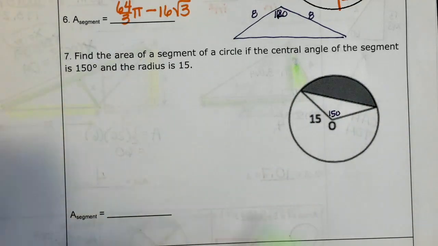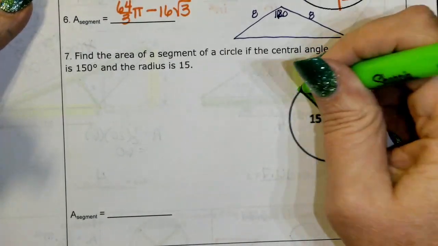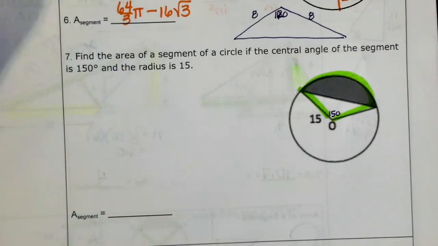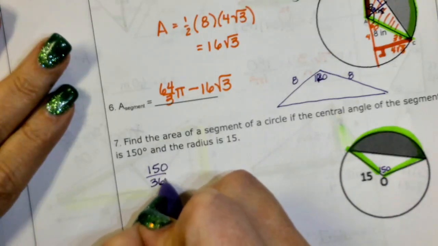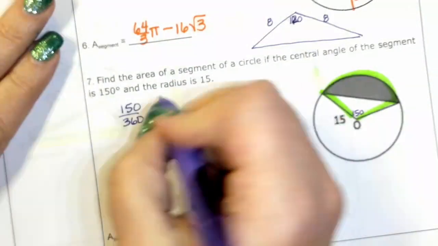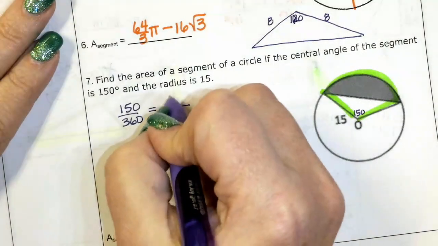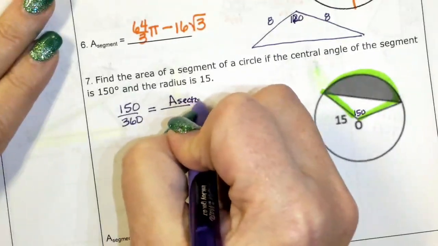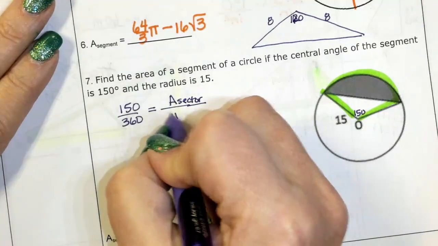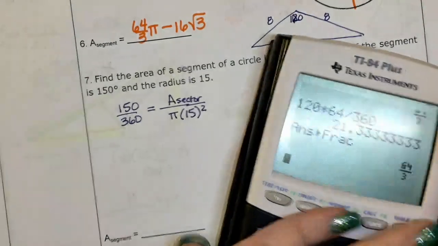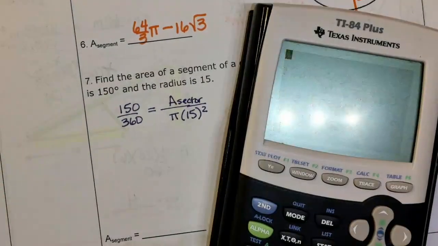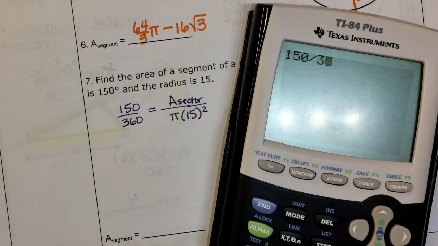So first thing, we're going to find the area of the sector. Okay, area of the sector. It is 150 out of 360 degrees. I don't know off the top of my head what fractional piece that is. Part over whole equals the part of the area of the sector over the area of the whole thing. Pi times 15 squared. So I'm going to multiply this out, right? Or multiply and divide, divide and multiply. 150 divided by 360. Okay, that's my fractional part, times 15 squared.